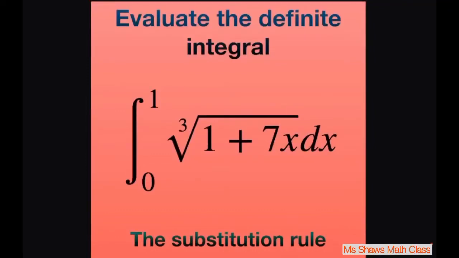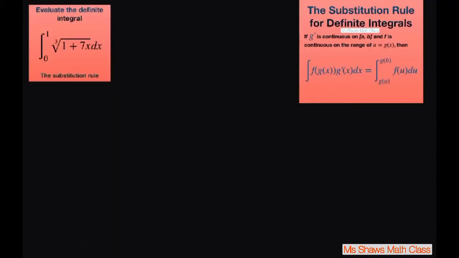Everyone, we're going to evaluate the definite integral from 0 to 1 of the cube root of 1 plus 7x dx. We're going to use the substitution rule for definite integrals. So we proceed as usual, and we're going to let u equal this quantity here.